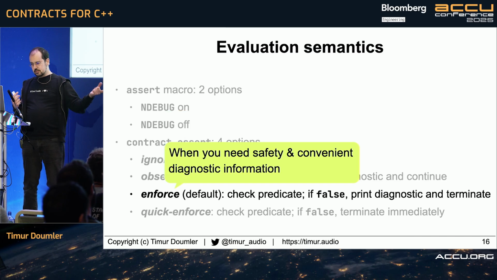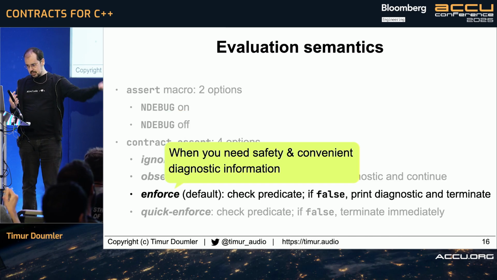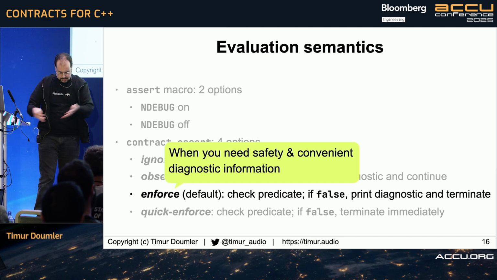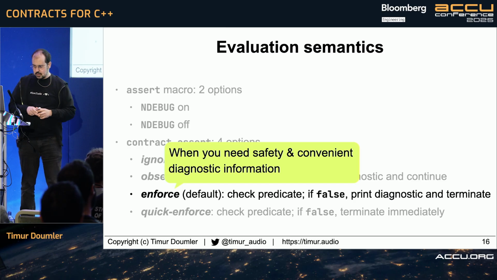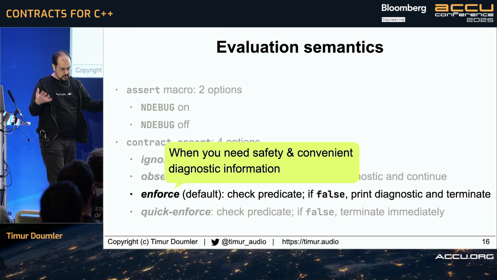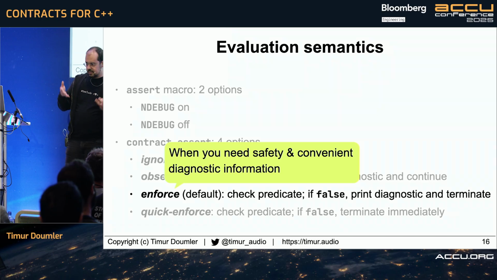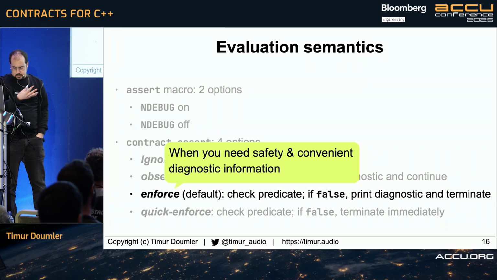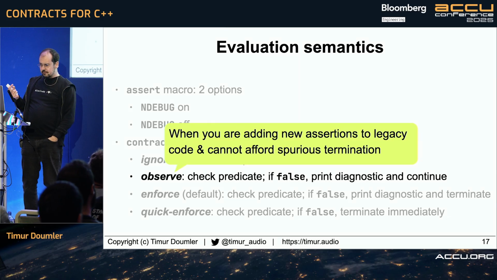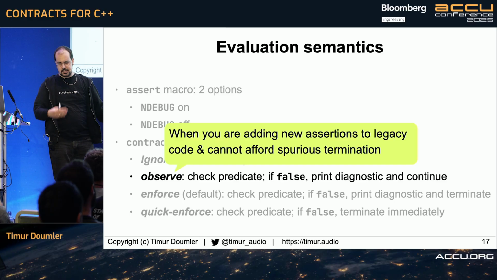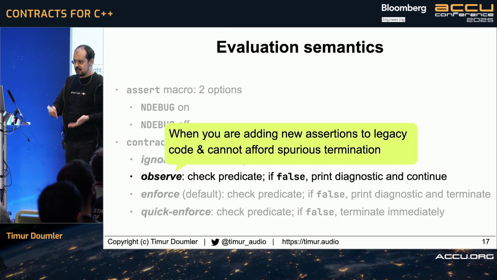Enforce, which is the default, is what we saw in the very beginning. It's when you need the safety that you get from the check, so you can't move past the check. You will know when the check fails, but you also need this convenient diagnostic information. You want some nice output that tells you that in this line, this assertion failed. Then there's observe, which checks the predicate, and if it fails, it also prints the diagnostic, but then it just keeps going, which then might still crash your program.